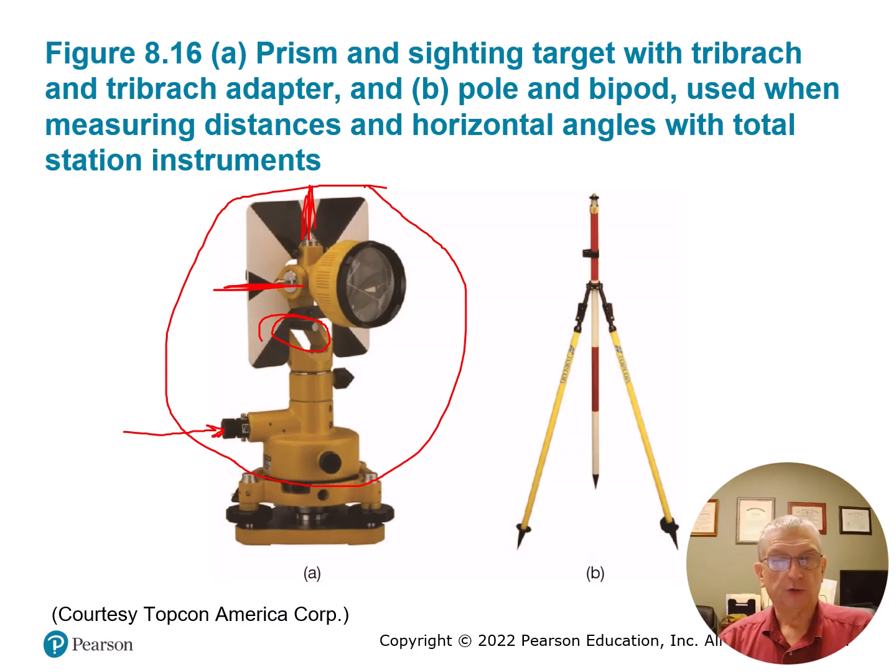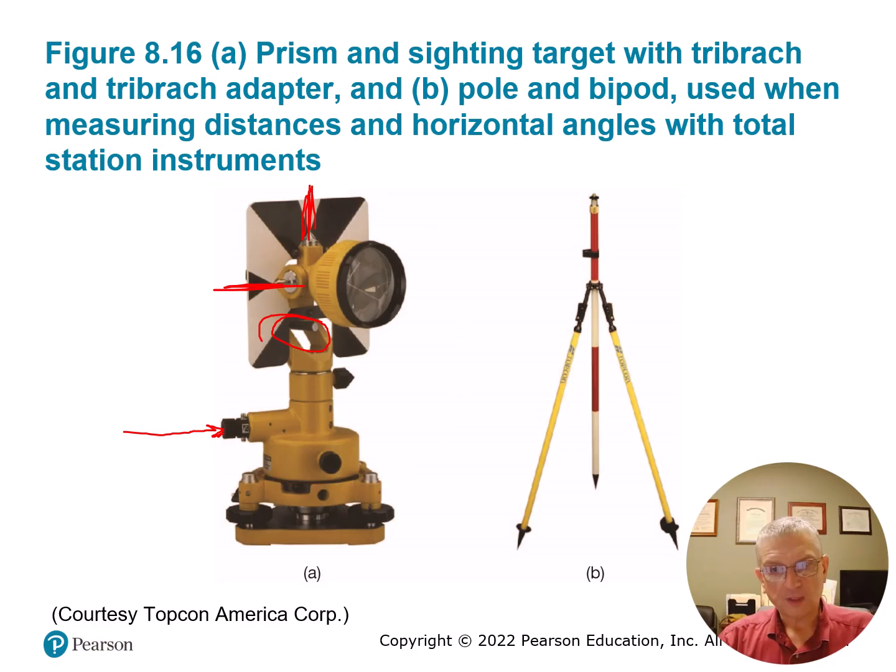So if you were doing a leapfrog traverse operation and your instrument has a laser plummet, then you would use this optical plummet on your forward tribrach to get the prism over the point. But again, you got to be careful. I have done leapfrog traversing and moved ahead and used the instrument's optical plumb or laser plumb and found the tribrach to be off a little bit. And the more it's off, the worse it is.